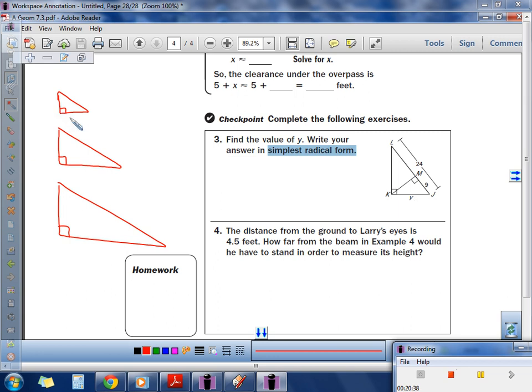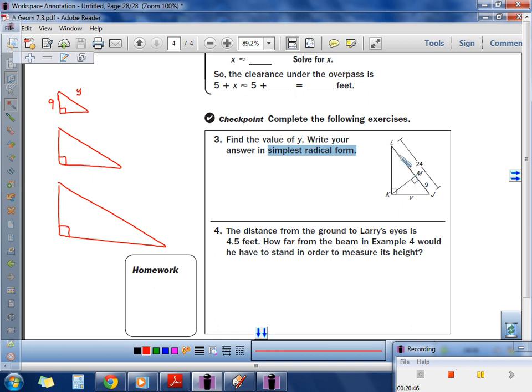Where does that y need to go on this picture? Where does the y need to go? There we go. The y needs to go on the hypotenuse. Where does that 9 need to go? The short leg, small leg, whatever you want to call it. This 9 is definitely on the short leg compared to the long leg.